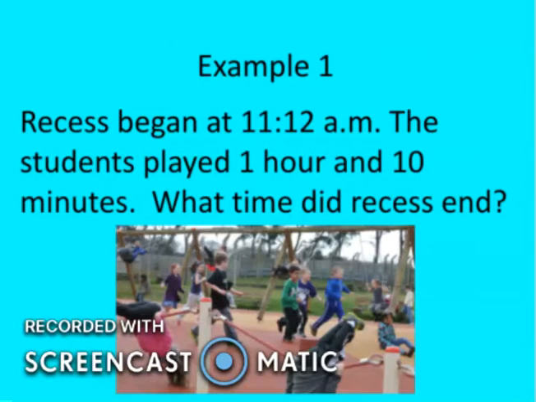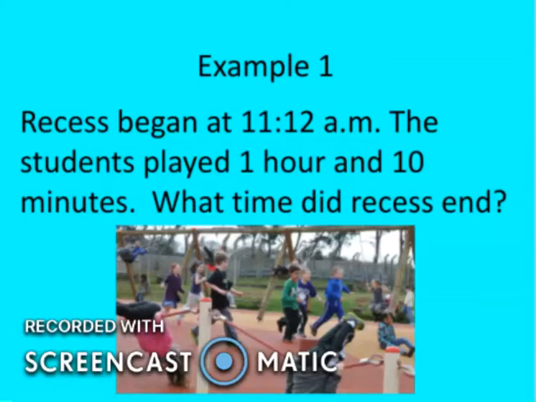So let's look at our first example. We're going to talk about recess. Recess began at 11:12 a.m. The students played for 1 hour and 10 minutes. What time did recess end?